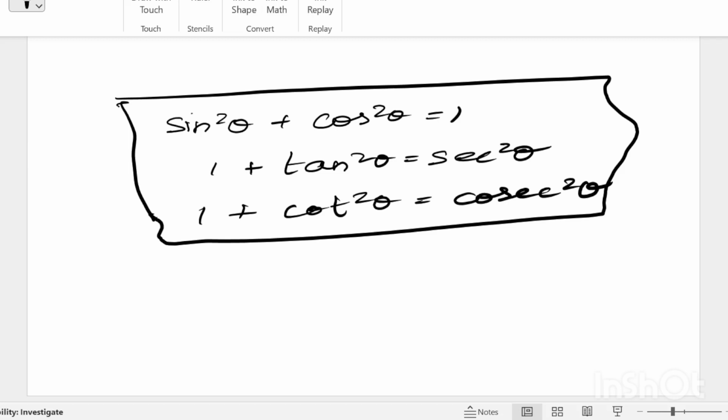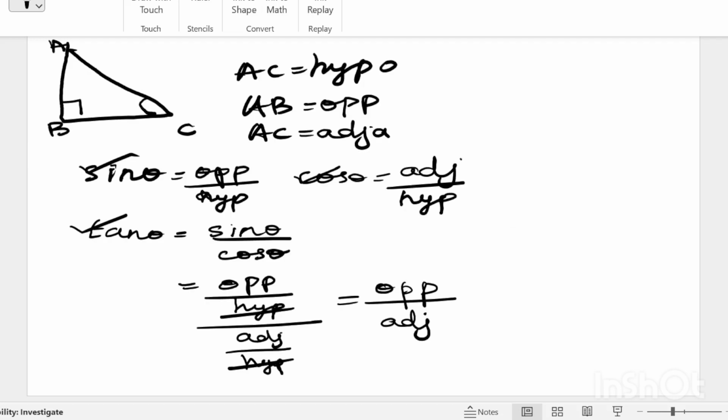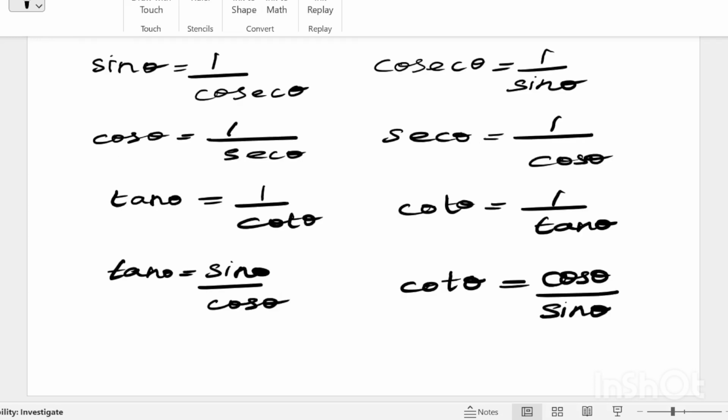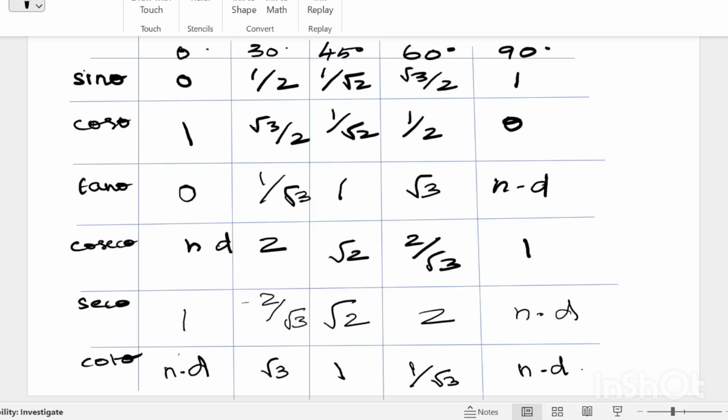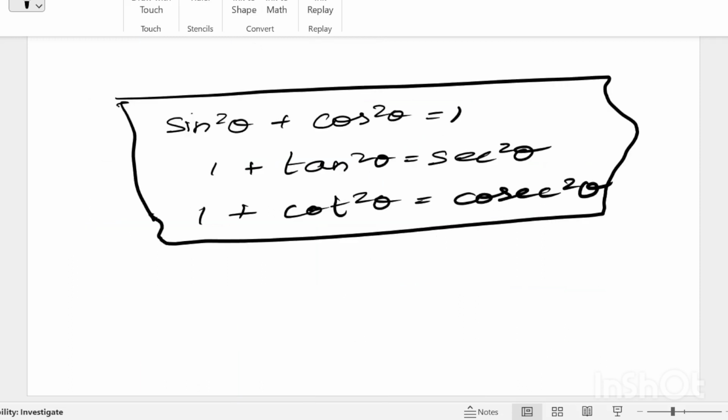So in this video, we have discussed three things. What are they? First is connecting the trigonometric ratios to the sides of the triangle. The next is the reciprocals of the trigonometric ratios. The next one is a table which is very, very important. You should know all the values which are given in the table. It will be very, very helpful to do the sums. And next is the three trigonometric identities. Okay. Thank you.